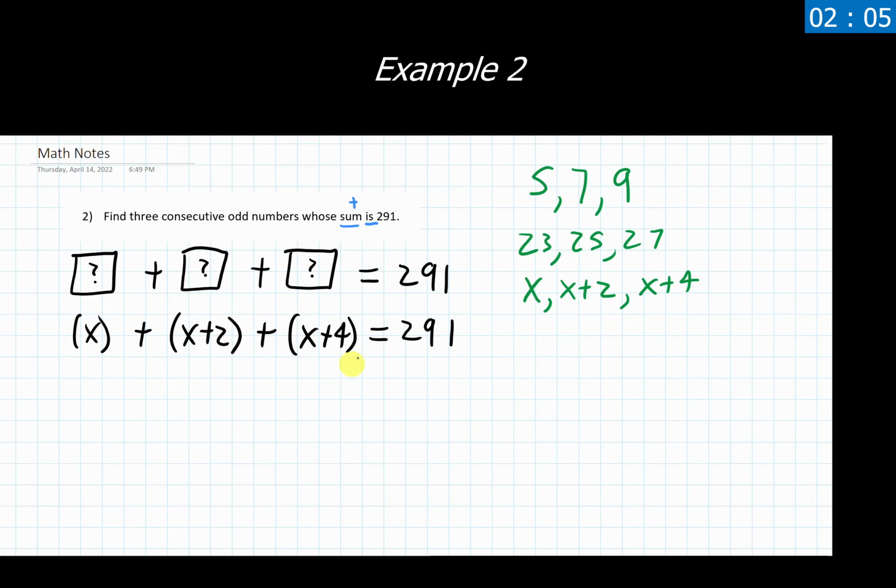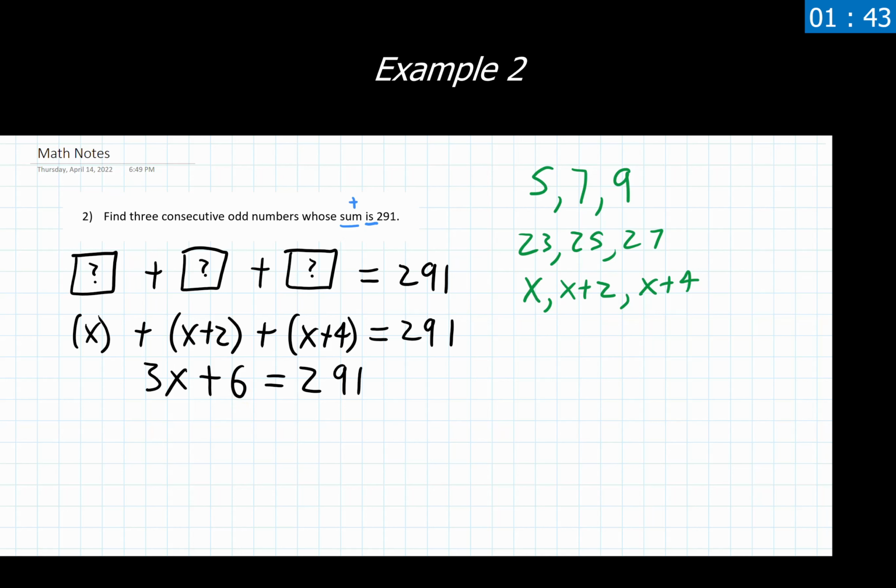Let me simplify this left side down as best I possibly can and combine like terms. I have the x's adding together. That's going to give me 3x. I have 2 and 4 adding together. That's going to give me 6. So I have 3x plus 6 is equal to 291.